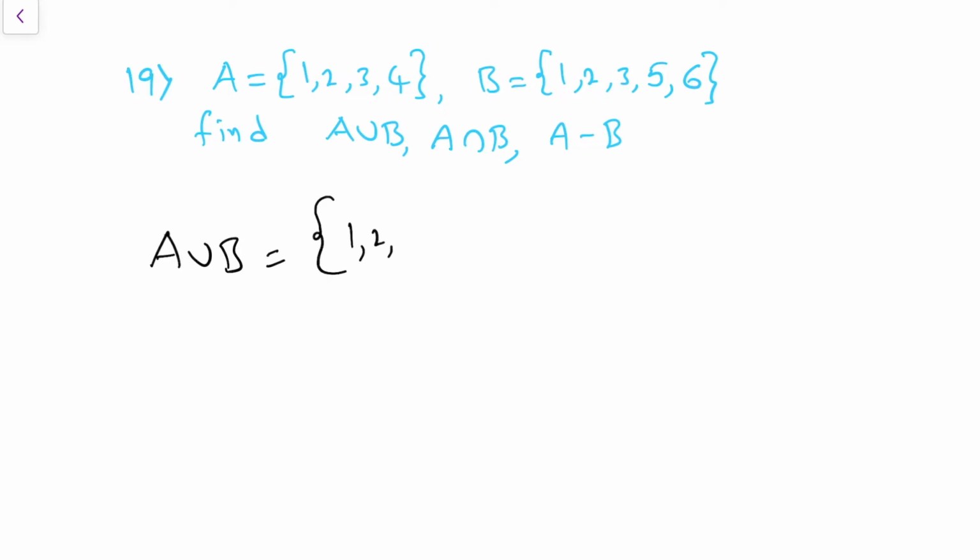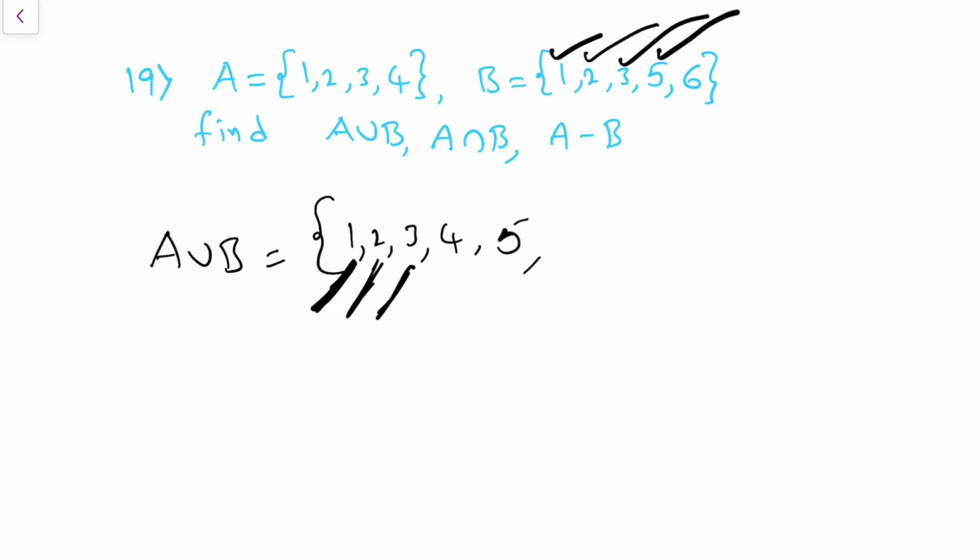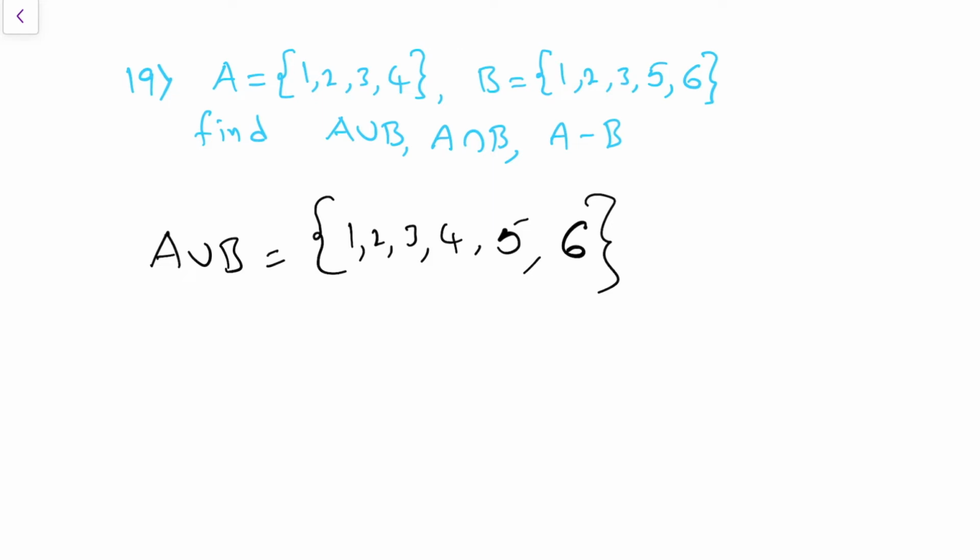So 1, 2, 3, 4, comma. Now from the set B. Here set B's first element is 1, but I already wrote 1 here, so don't write it again. Here 2 is there, I already wrote 2, so don't write 2. Here 3 is there, already written, so don't write it a second time. Here 5 is there, but I didn't write 5, so write it now. 6 is there, 6 also I didn't write, so write that 6 here. So A union B is equal to {1, 2, 3, 4, 5, 6}. All the elements from both the sets.